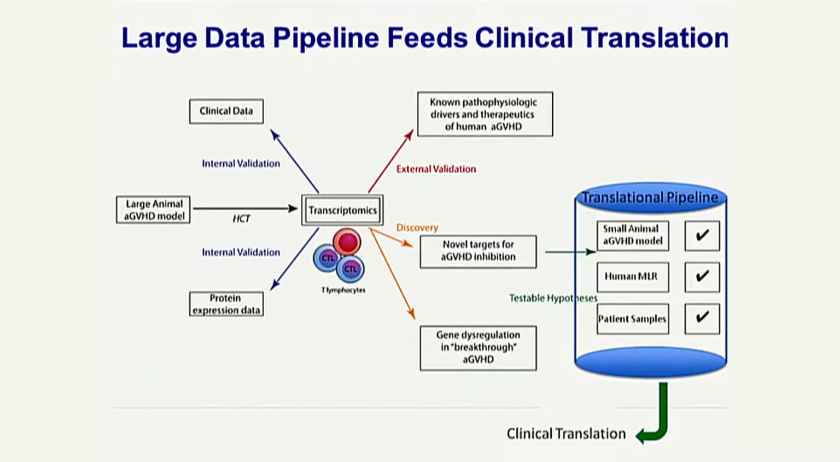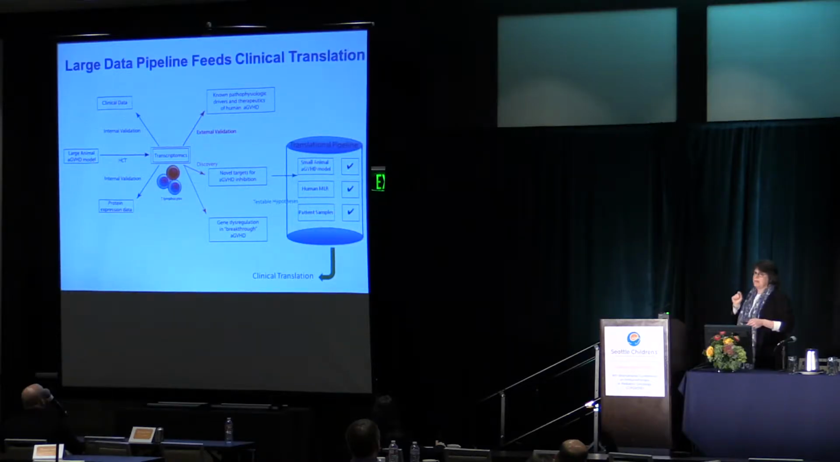So in collaboration with Bruce Blazer, we run things through a small animal model of acute GvHD. We now have a very robust human MLR model where we can pick out molecules that are specifically active in alloreactive cells. And then, of course, we're doing more and more patient samples. If something hits all of these after going through our pipeline, we think it's a good candidate for clinical translation.